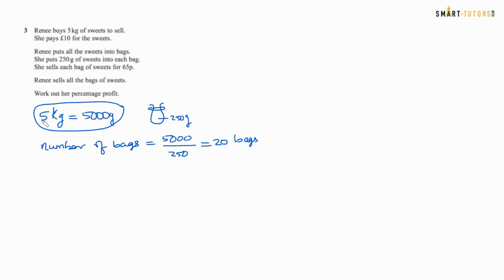So each bag she's selling for 65p each. So we need to find out 65p each times 20 bags. So it's just simple multiplication. If you times by 10, so this is going to be 2 times 10, right? So 10 times 650. Times 2, it's going to be 13 pounds, or you can do it as a long multiplication.